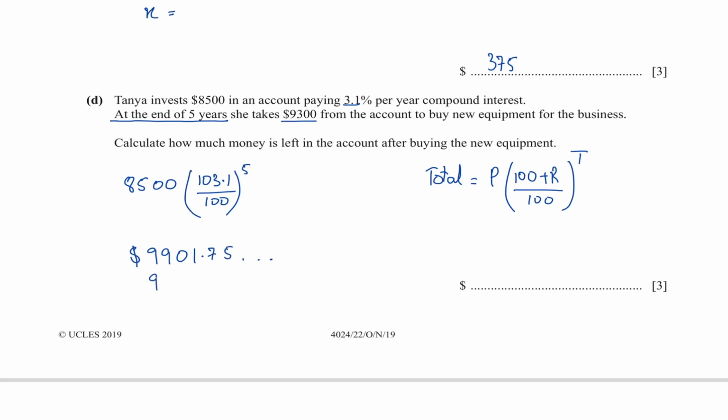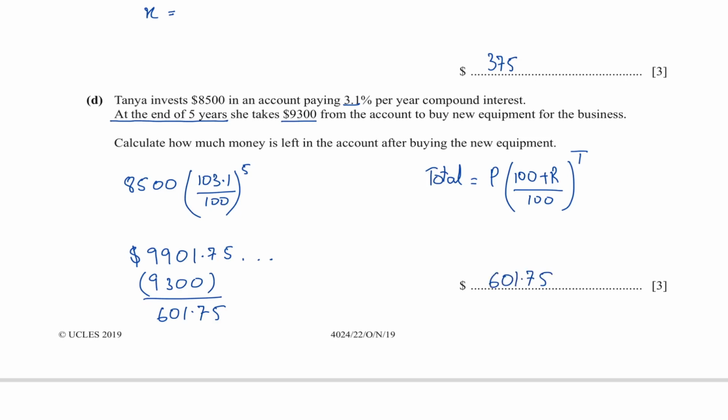Now she has taken $9,300 from this amount, so I'm going to deduct it. Minus 9,300 from the answer that I have in my calculator, and that gives me 601.75. So 601.75 is my final answer.